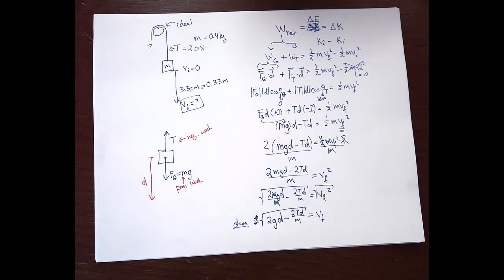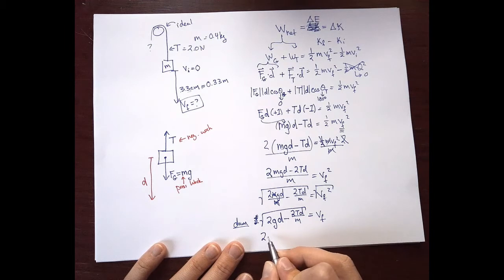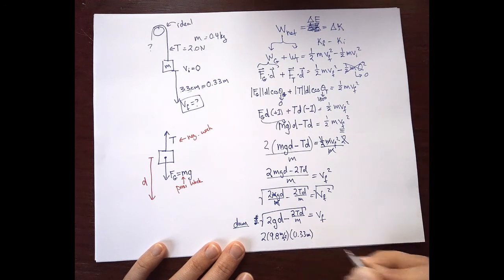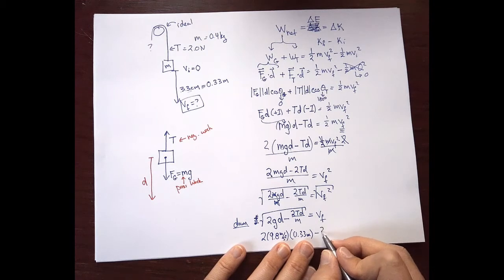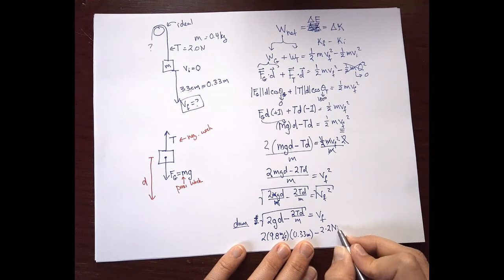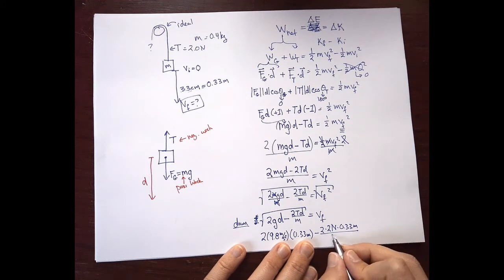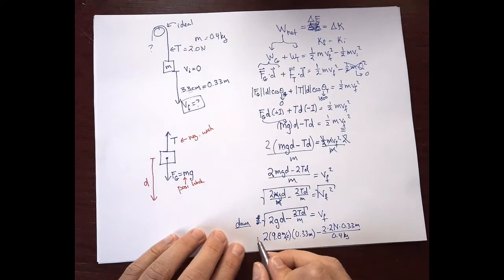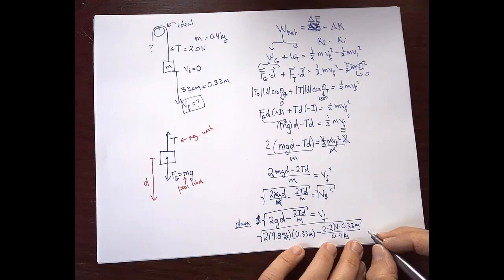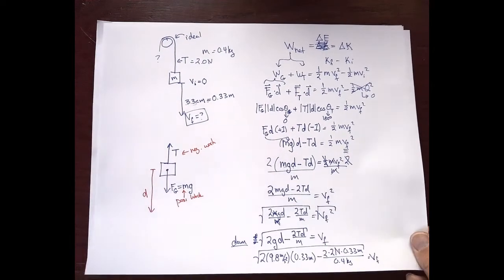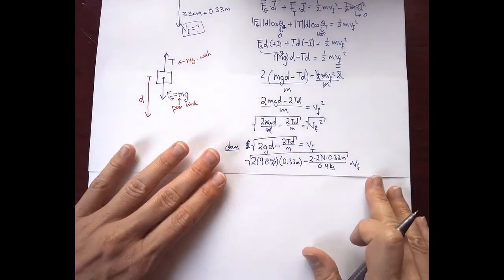All right, so now let's plug in our numbers. 2 times gravity, 9.8 meters per second squared. The displacement is 0.33 meters. Minus 2 times the tension, that's 2 newtons, the displacement, 0.33 meters, over the mass, that is 0.4 kilograms. Square root all of that. We ran out of a little space, so we need a new sheet of paper to work on. There we go. Okay.